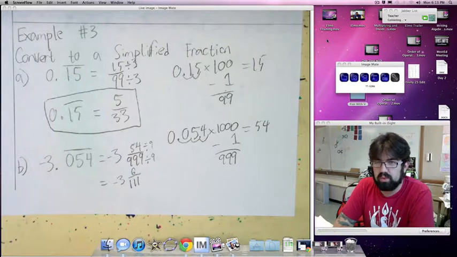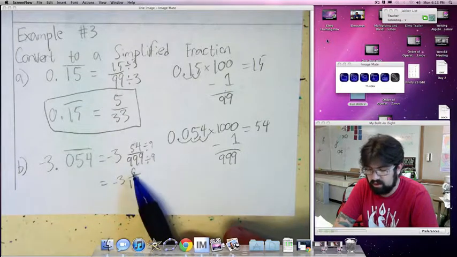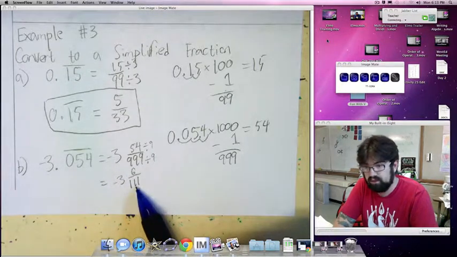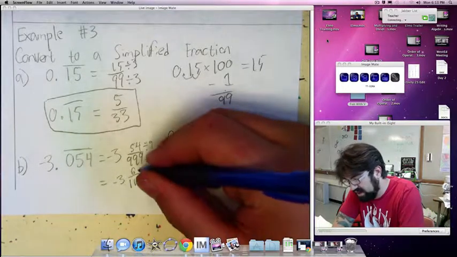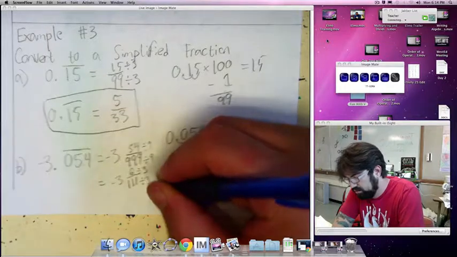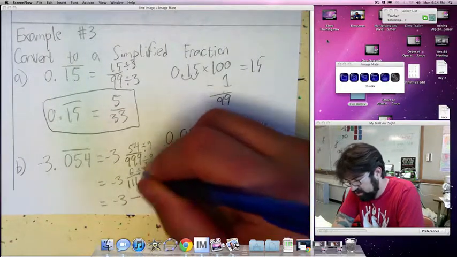My little trick with the 3. 1 plus 1 is 2. Because I can't divide this by 2. But can I divide it by 3? 1 plus 1 is 2. 2 plus 1 is 3. I can actually divide top and bottom by 3. Got -3. Well, 6 divided by 3 is 2.